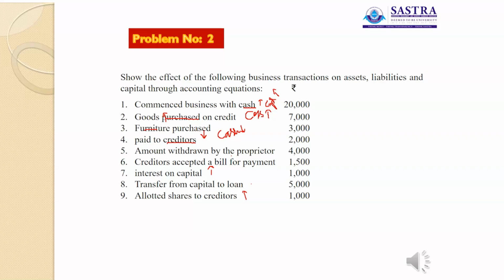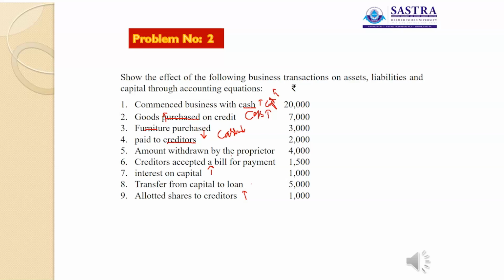Here purchase account increases, purchases, that is the goods value increases during the business. So purchase account increases, that is stock value increased, but creditors is also increased. So both assets and liabilities are increased here. Then furniture purchased, so furniture value is one of the assets, so that asset value will be increased.